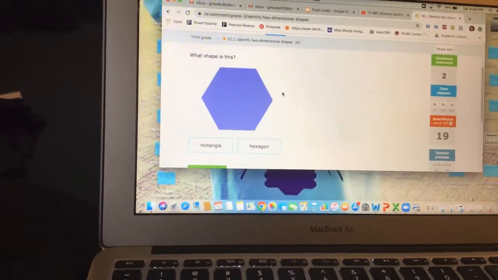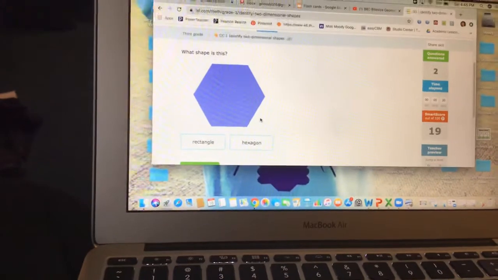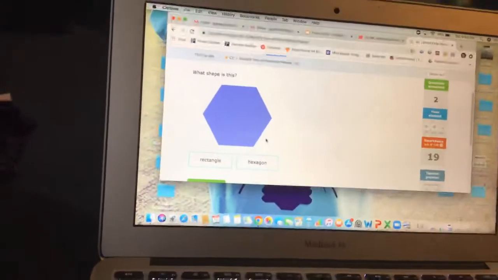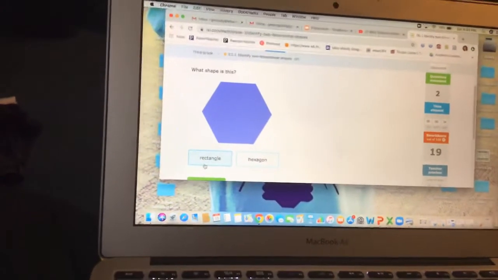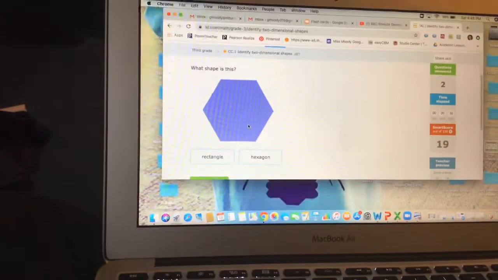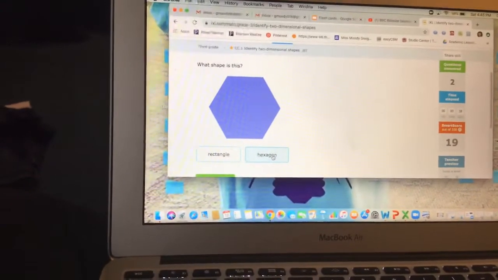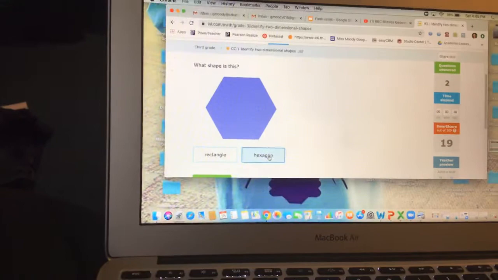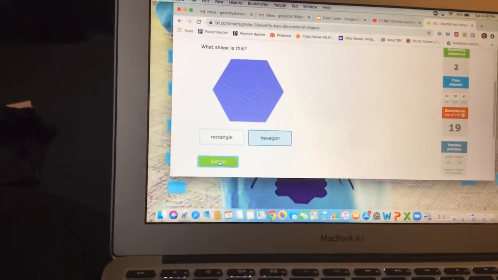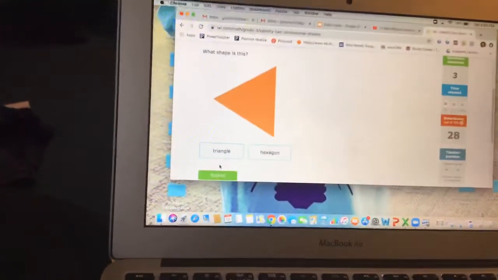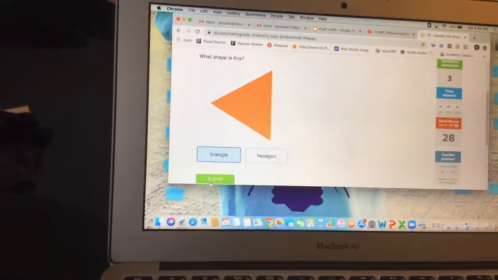1, 2, 3, 4, 5, 6. So just from my skills, I know that this can't be a rectangle because it doesn't have 4 sides and it's not a quadrilateral. So it's got to be a hexagon. Hexagon is 6 sides. And, oh, easy, triangle. Come on.